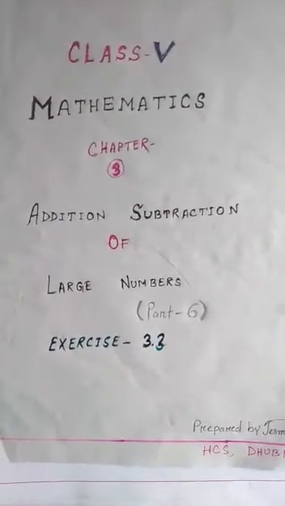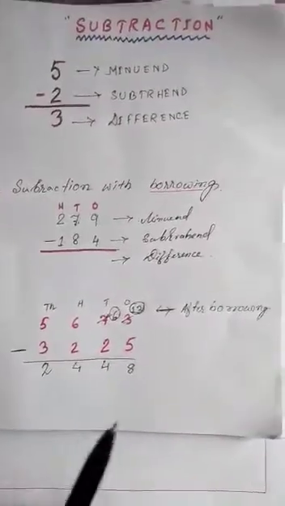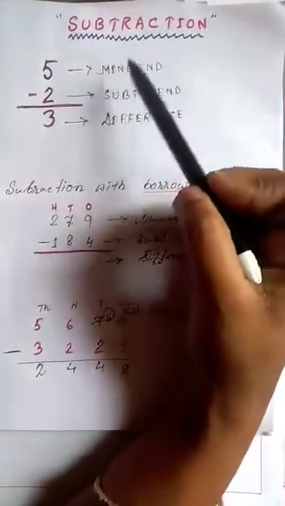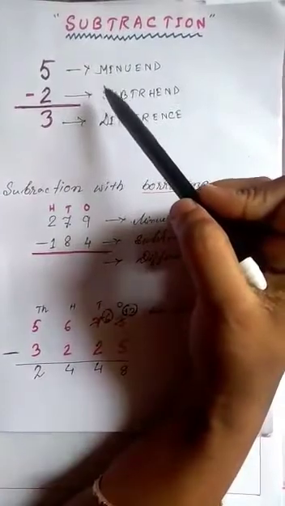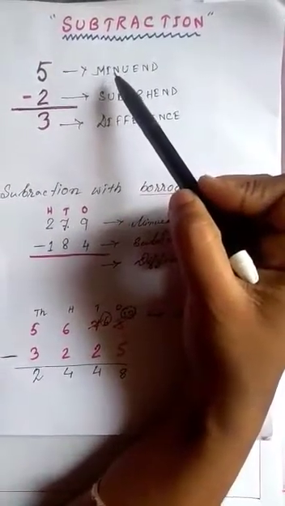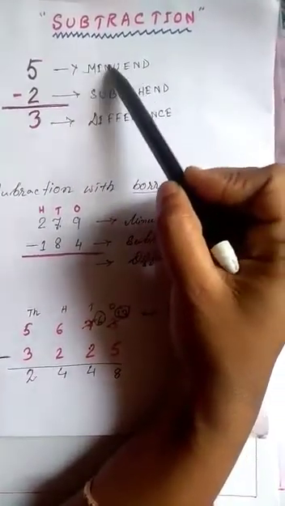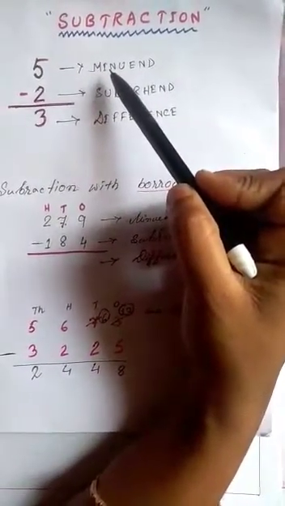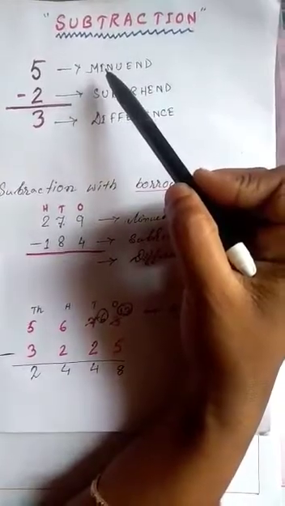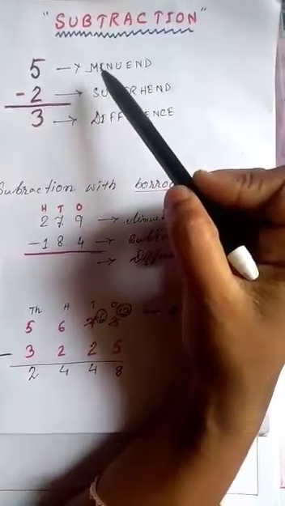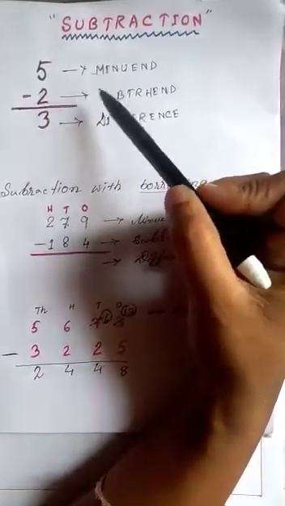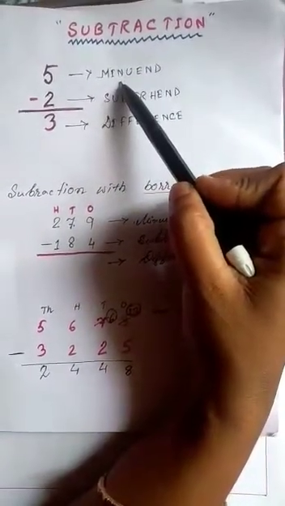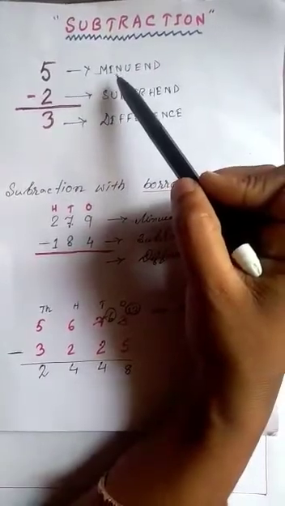this video. Let's start. The term subtraction, all of you know it already, but there are three terms related to subtraction. Do you know these three terms? What are the terms you should know? Yes, in a problem on subtraction, the larger number is called the minuend. That means the larger number is called the minuend.